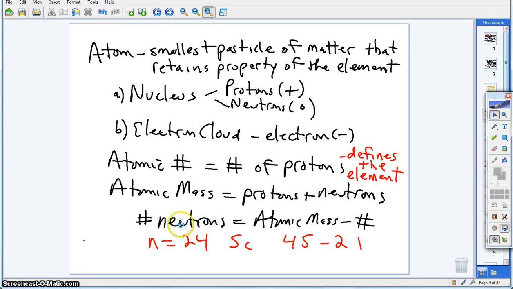So if we're trying to find the number of neutrons, it's going to be found by taking the atomic mass minus the atomic number. So in the case of scandium, we can look on the periodic table, we can find out that its atomic mass is 45. The atomic number is 21. So 45 minus 21 gives us 24, so that's the number of neutrons. So just by looking at the periodic table, you've got to be able to tell how many protons, electrons, and neutrons are in an atom.